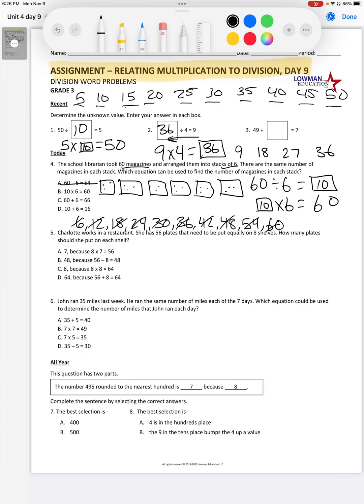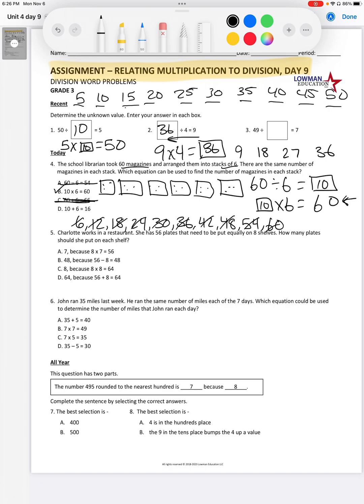B says 10 times 6 is 60. That matches the multiplication sentence we eventually got to. That could work. C is 6 plus 6 is 66. Well, 6 stacks of 66 is going to be way more than 60. It's already more than 60 on its own. So that can't be it.